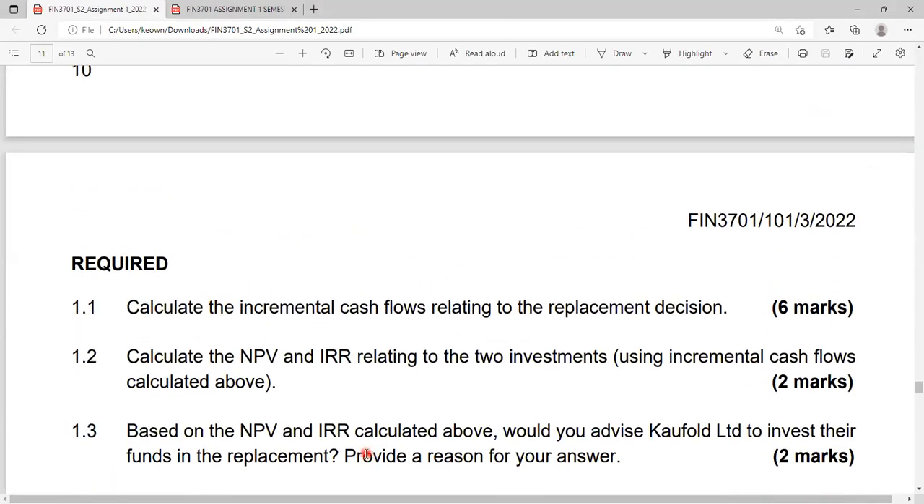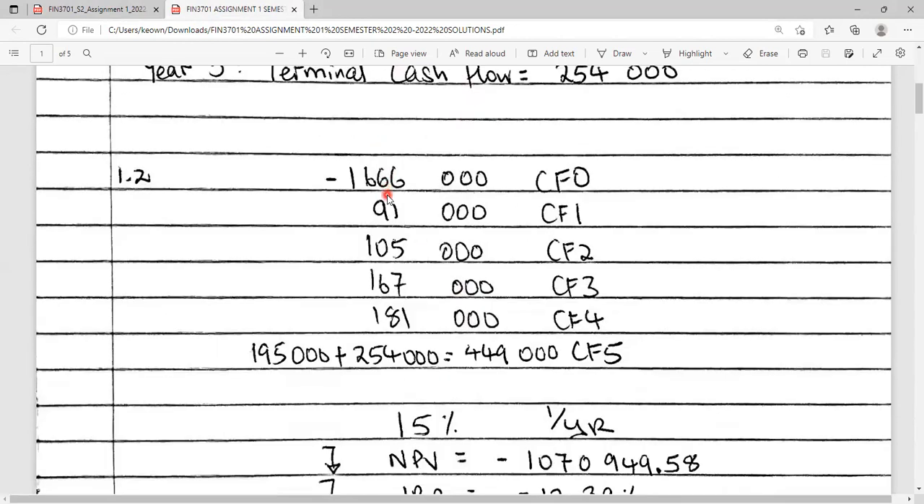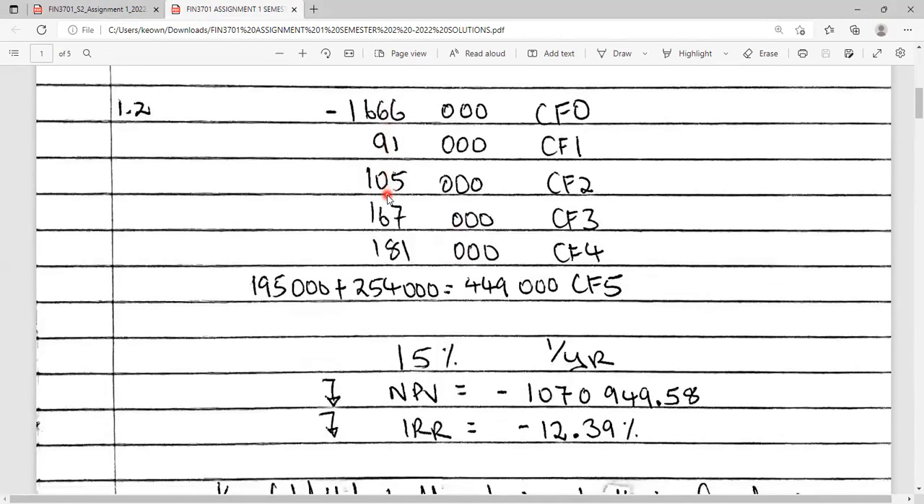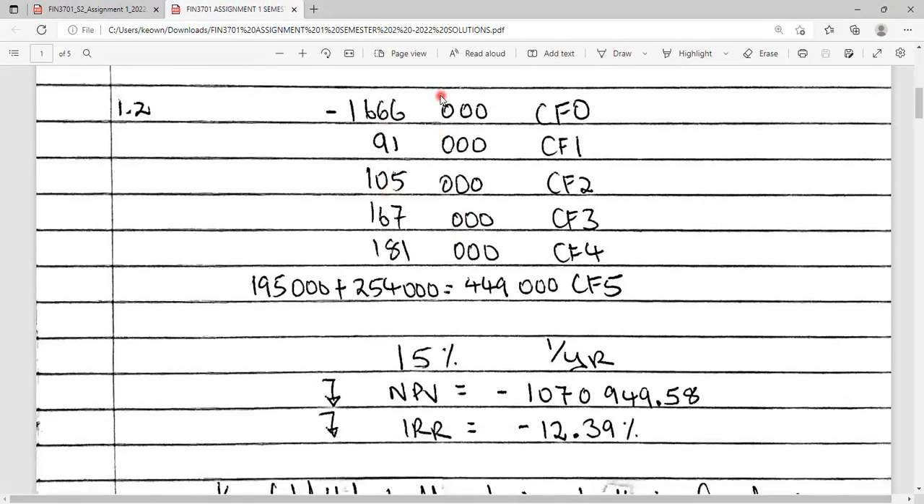The second part of the question asks us to calculate the net present value and the internal rate of return. You're asked to calculate the net present value and the internal rate of return for this particular project. So in this case, you need to use your financial calculator, whereby you enter each of your cash flows into your financial calculator. Then you can calculate your net present value and your internal rate of return. And it's important to note that in year five, you add your final operating cash inflow plus the terminal value to give you the total year five cash flow.